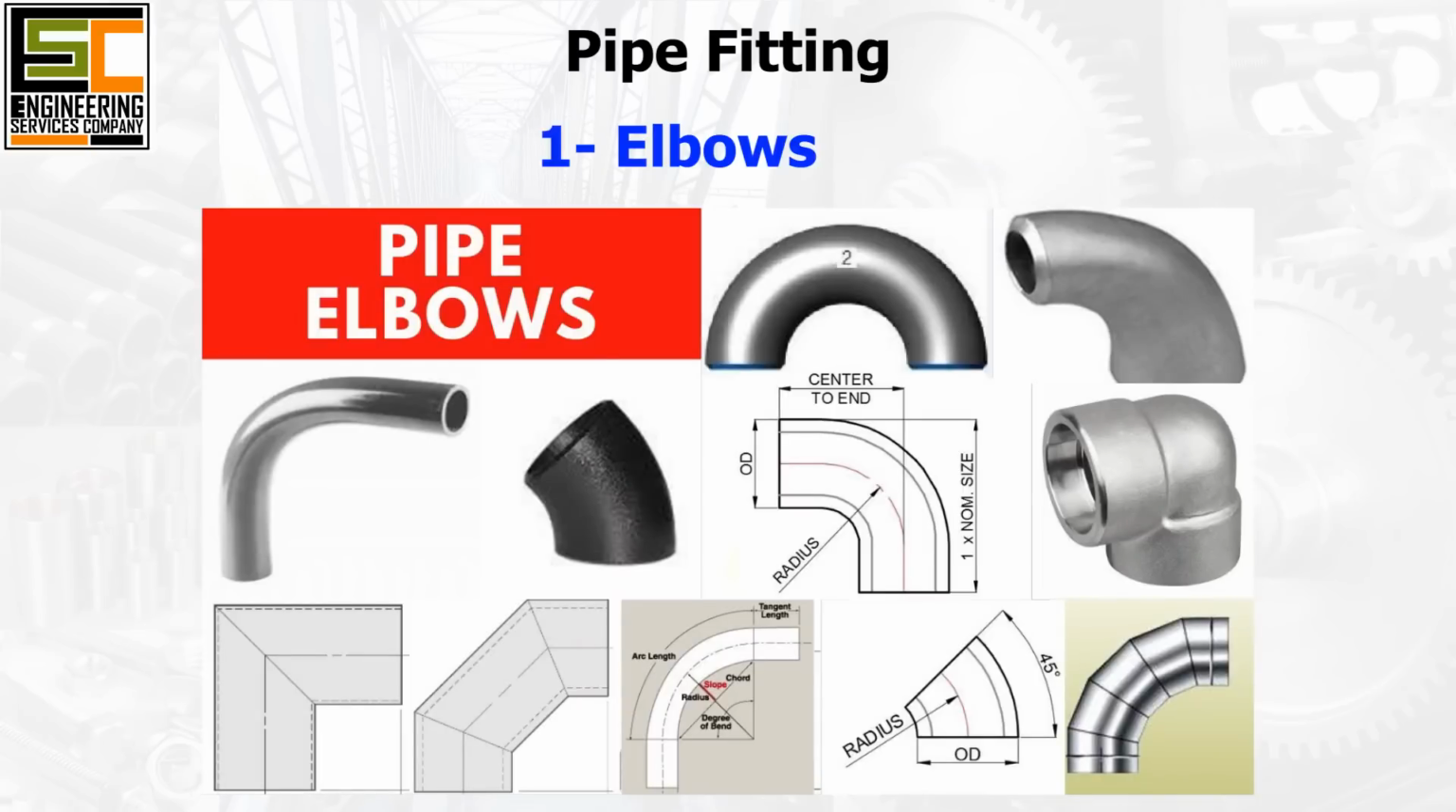1. Elbows. Elbows are fittings used to change the direction of piping systems, typically at 90 degrees or 45 degrees angles. They allow pipes to bend and navigate around obstacles or corners while maintaining the flow of fluids.